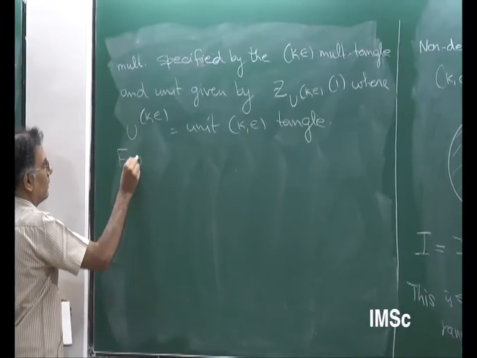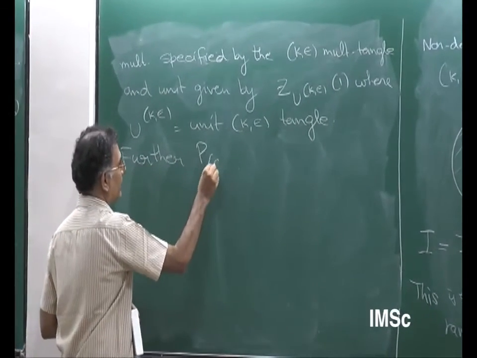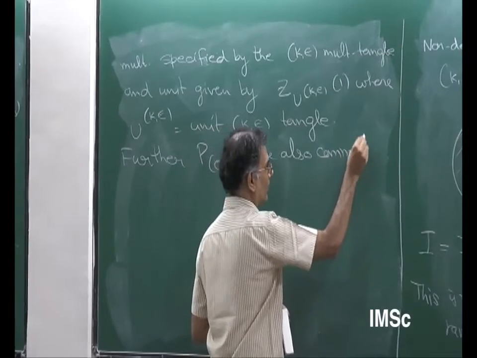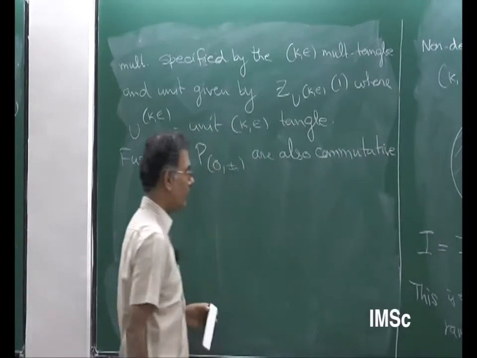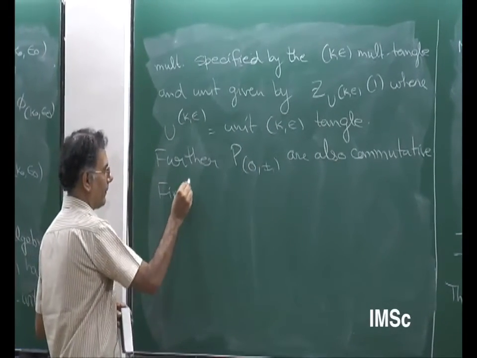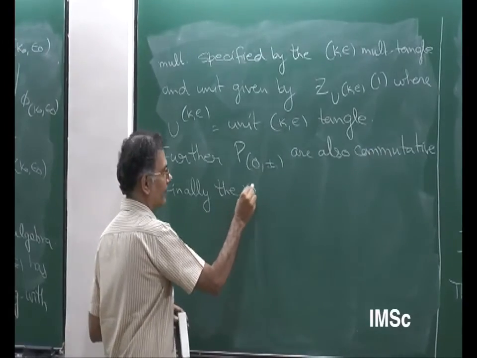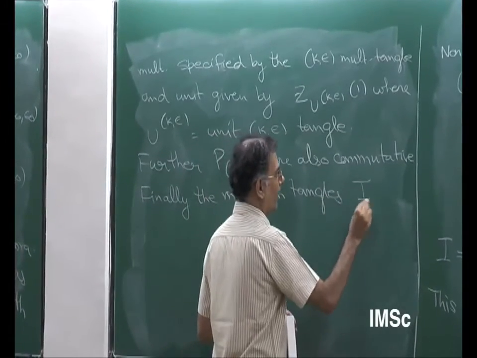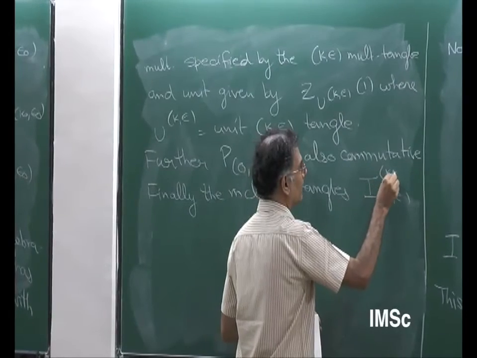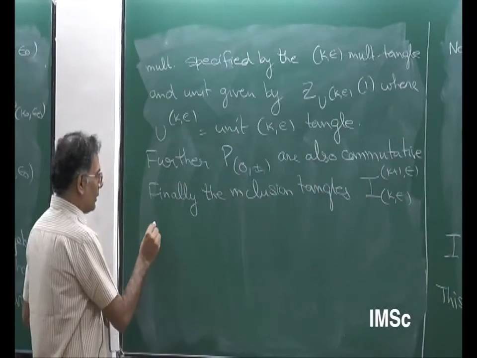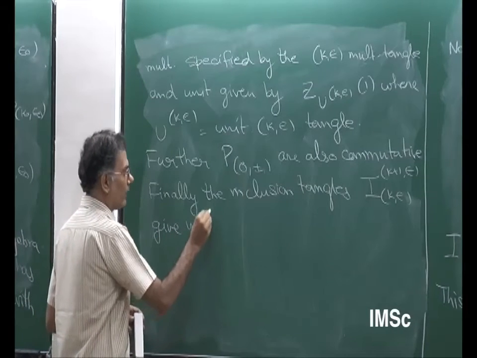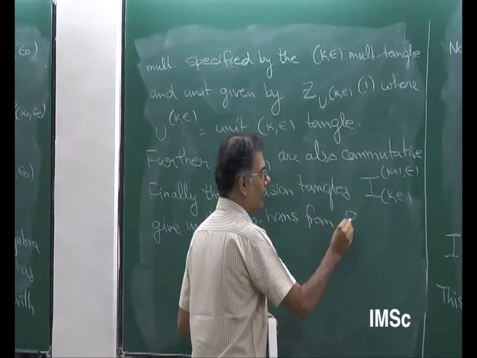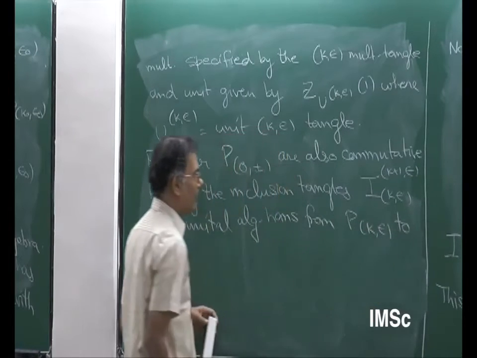Further, P0 plus minus are also commutative algebras for the same multiplication. And finally, the inclusion tangles I k epsilon to k plus 1 epsilon, which I also defined earlier, give unital algebra homomorphisms. Of course, from pk epsilon to pk plus 1 epsilon.